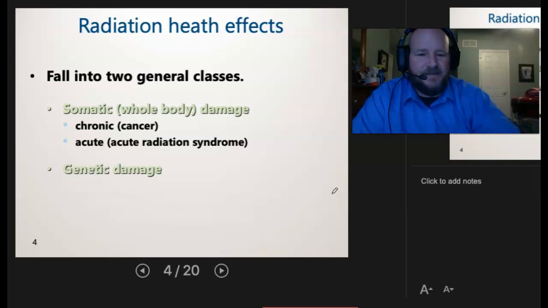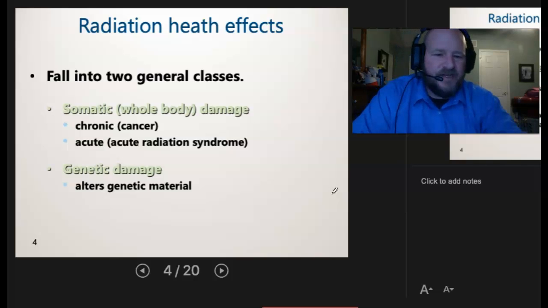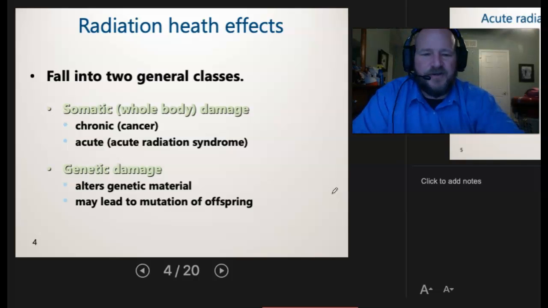There's also genetic damage. Genetic damage will alter your genetic material, and of course you're going to pass that on to your offspring, so it could lead to a mutation. We're not going to get into a lot of the genetic components of it, but we are going to look at acute radiation syndrome.